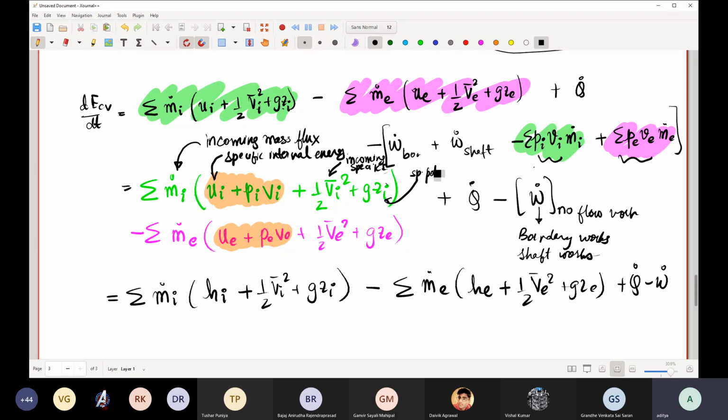And what is this term? It is the specific work done by the incoming mass in order to enter into the system. Is this clear? Whatever I just mentioned, is this clear?